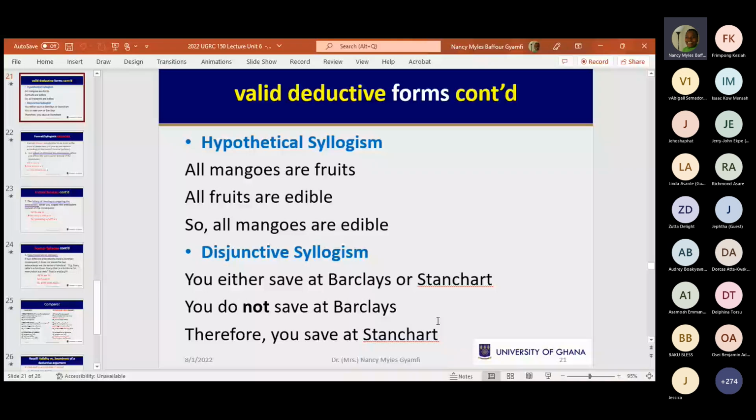Okay, so I say that Barclays or I say that Stanchard. I do not say that Barclays. Then it means that I say that Stanchard. Or I do not say that Stanchard, then you can conclude that I say that Barclays. A negation of one of the options will lead to what? An affirmation of the other. Not vice versa. Why? Because of the meaning of disjunction.